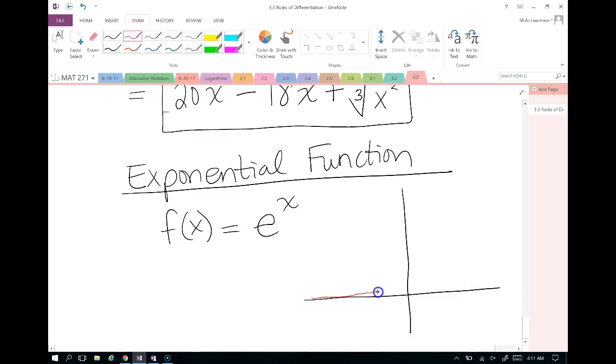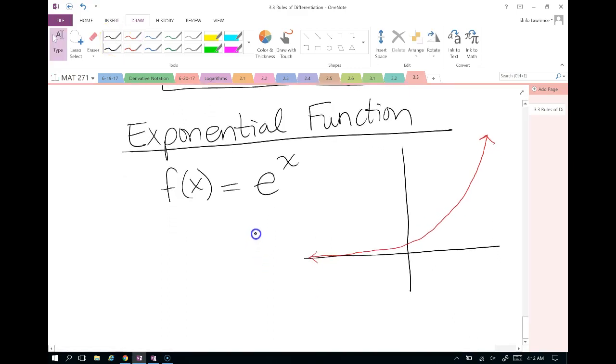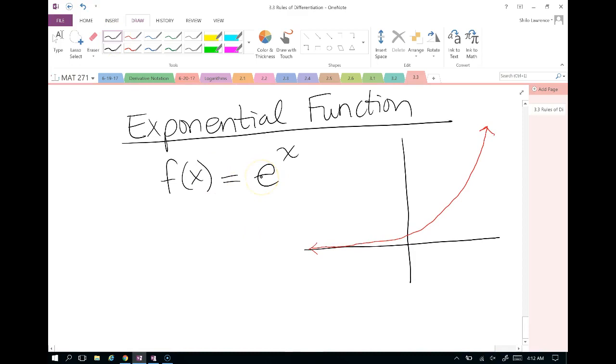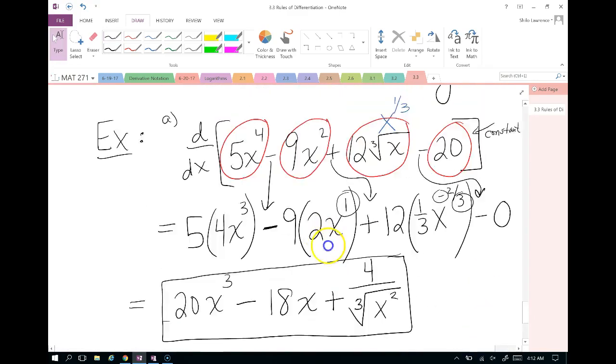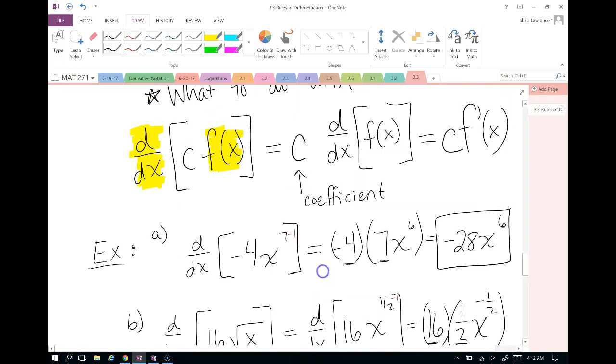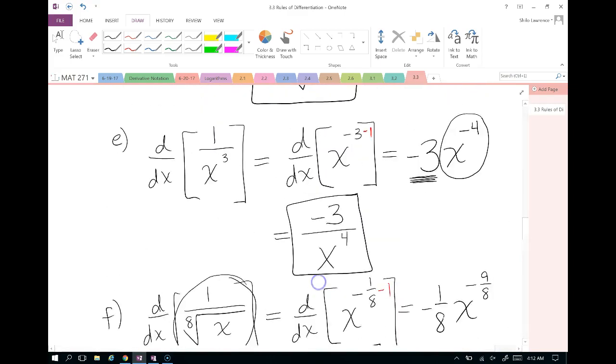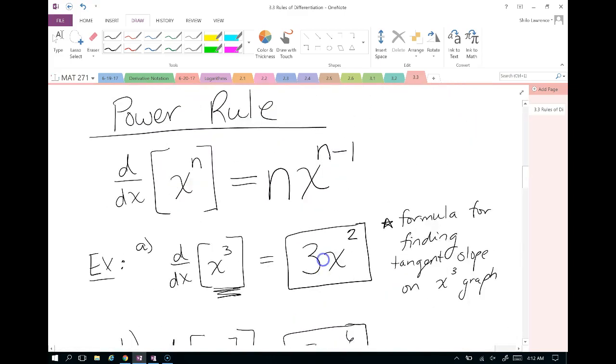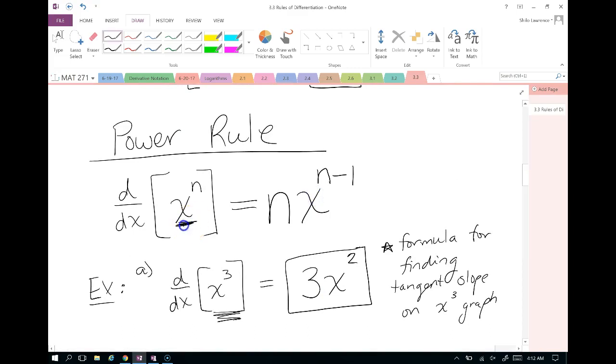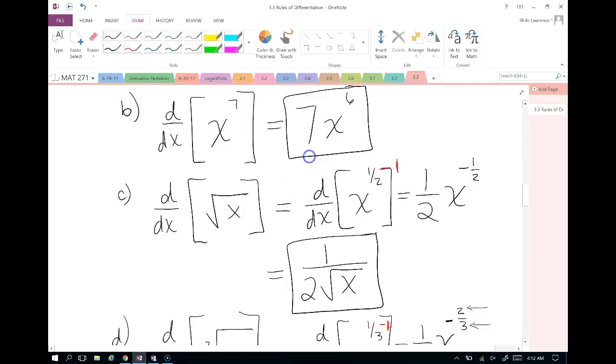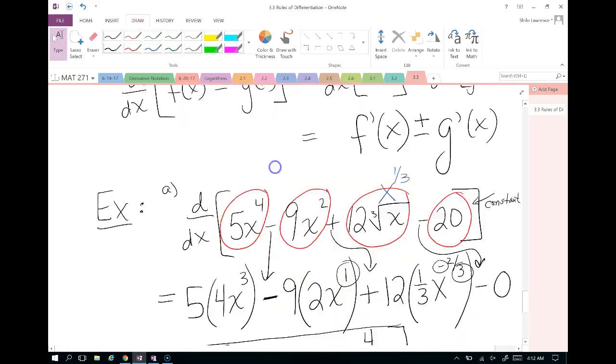On the left-hand side, it's really close to the x-axis. And on the right-hand side, it shoots off to infinity. So there's a special rule we need to remember for the derivative of e to the x. We do not use the power rule on this. Now the power rule is only when the base is x. So if you look back up here at how we wrote the power rule, the base is x and our exponent is a number.